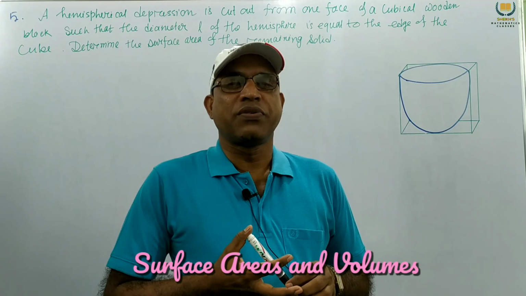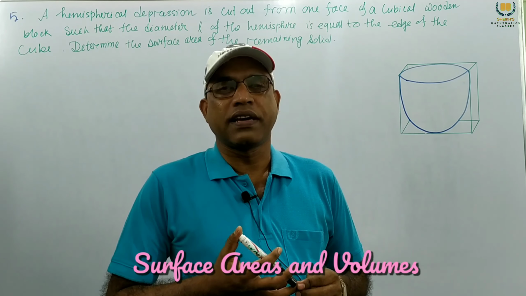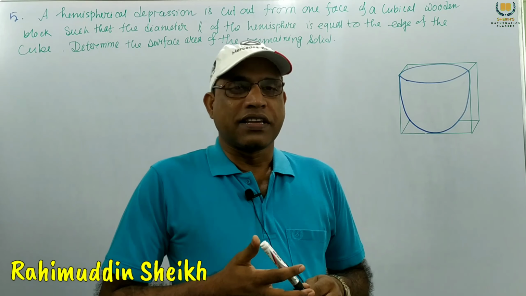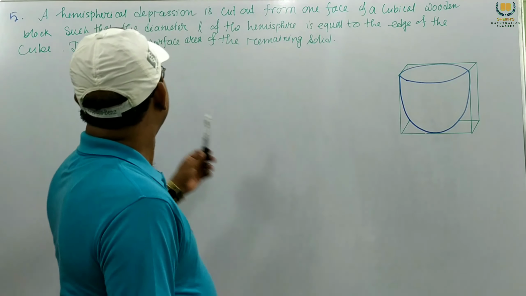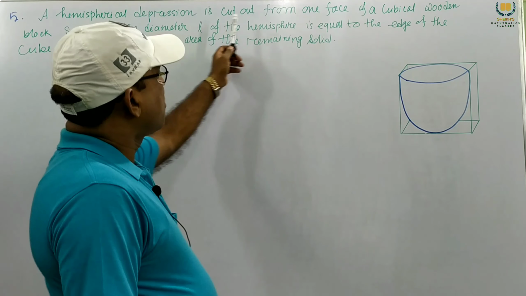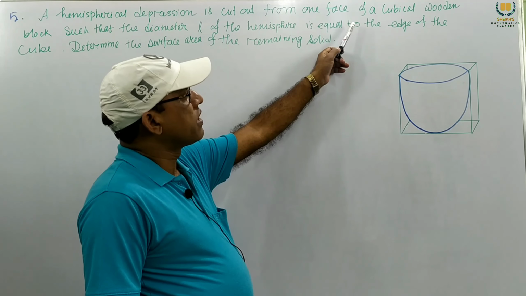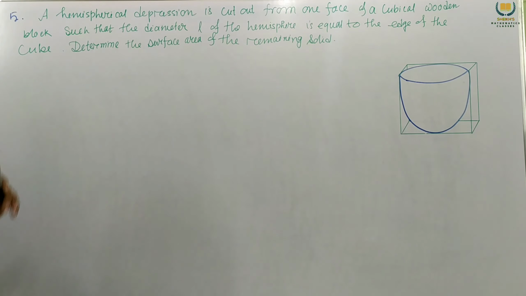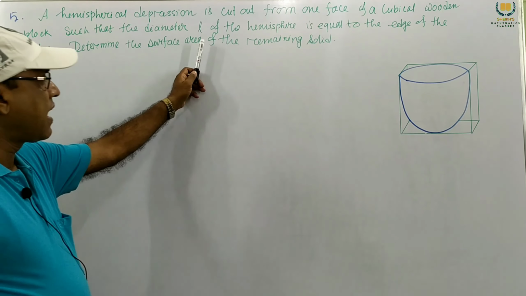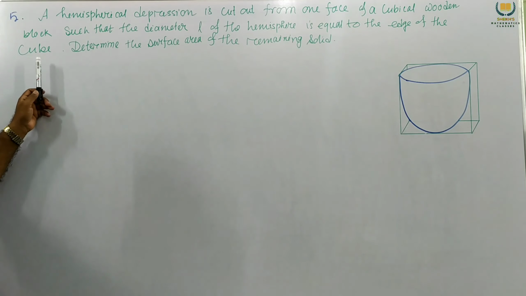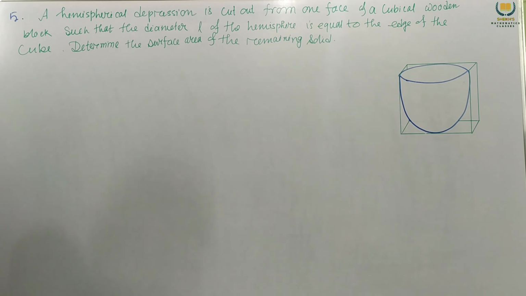Dear students, today we start problem number 5, exercise 13.1, NCERT book class 10. The problem 5 given: a hemispherical depression is cut out from one face of a cubical wooden block such that the diameter L of the hemisphere is equal to the side of the cube. Determine the surface area of the remaining solid.